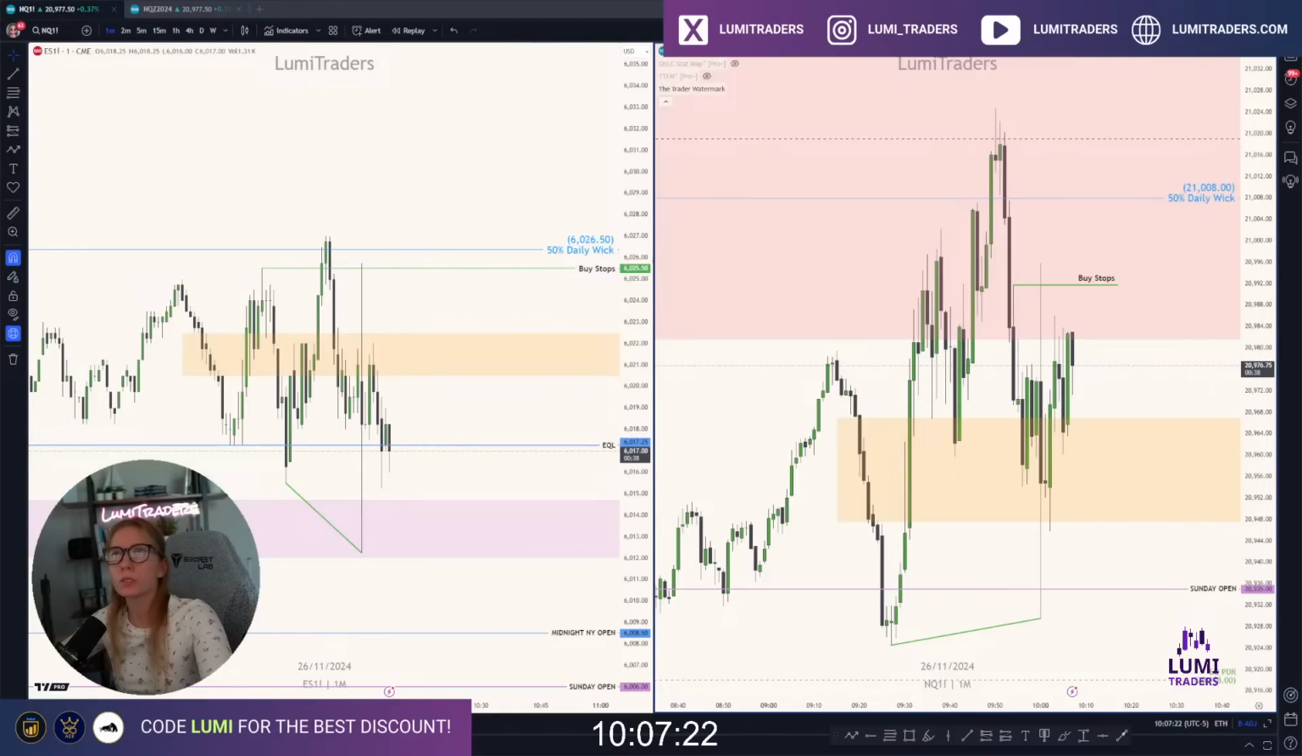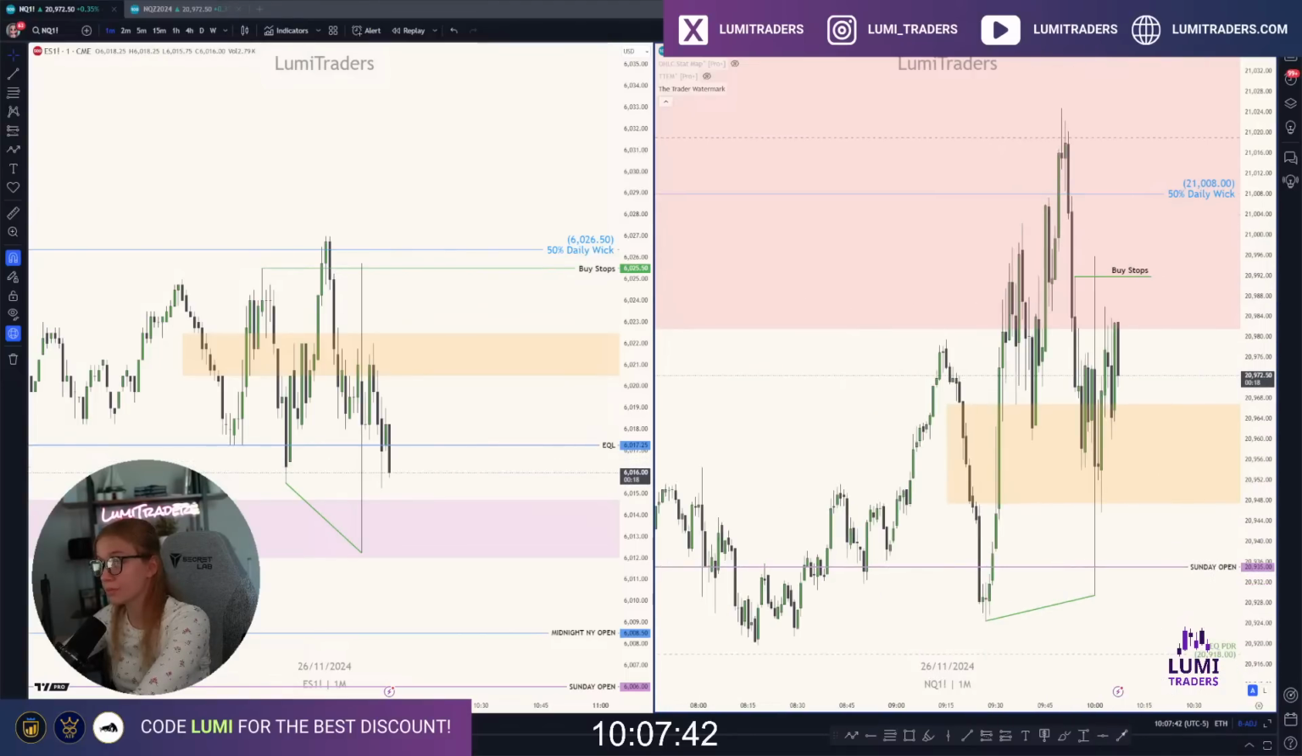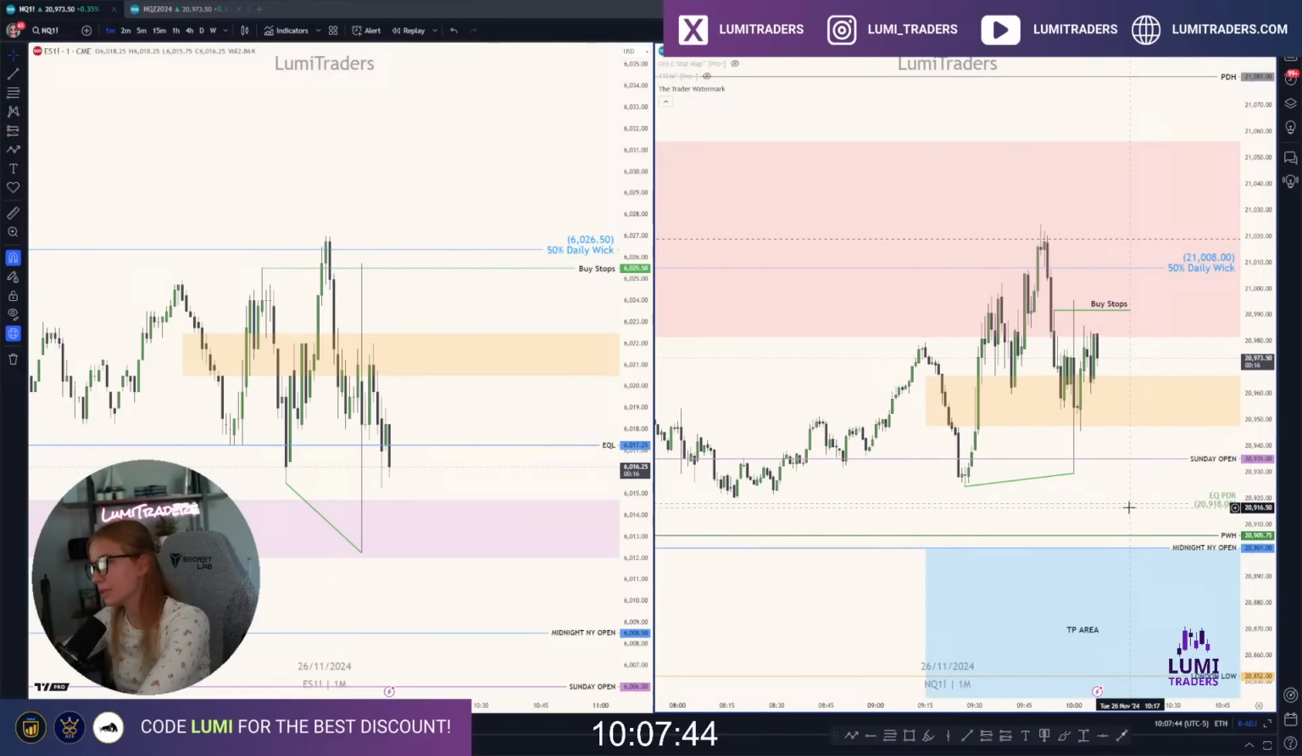Still trying to hold this buy side liquidity. As long as we hold this buy side liquidity, we would like to see at least an attempt to reach New York midnight open. You know, just at least an attempt to reach this level.